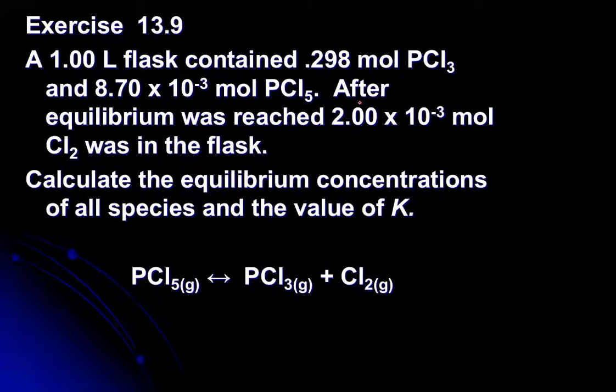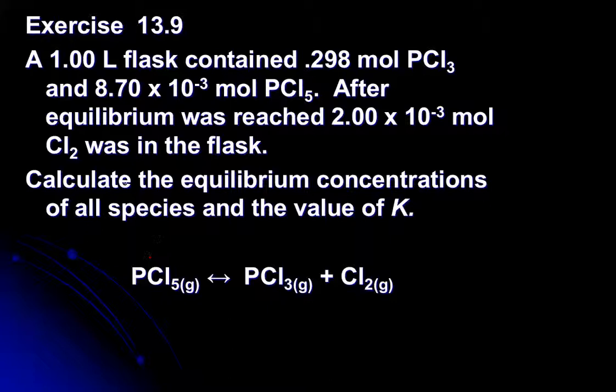Then it says after equilibrium is reached, so some time has passed, the concentrations are measured, and they have this many moles of Cl2 in the flask. If we think about that, we're starting with some of both of these, but we have no chlorine. That means the reaction is going to proceed to the right, because we're going to be making Cl2. That gives us an idea of what's being formed and what's being consumed, which will come out in our ICE table.